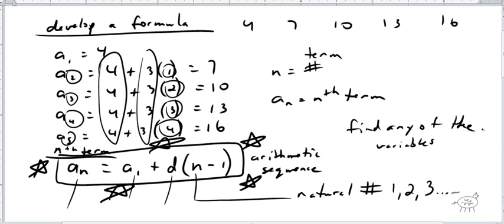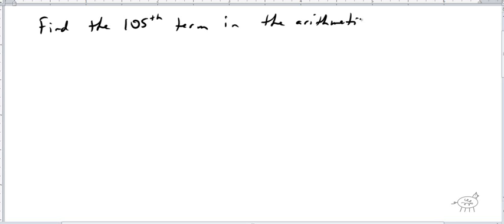Okay? All right, so let's do a couple examples here, math fans. I'm going to say find the 105th term in the arithmetic sequence -20, -24, -28, and dot, dot, dot, keep going.